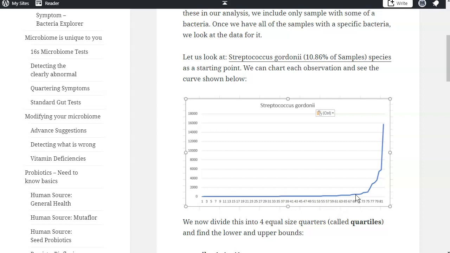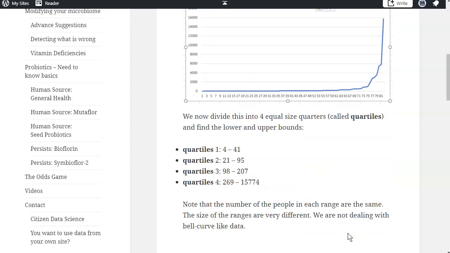And instead of trying to work from the average value, which would be probably somewhere around here, we are going to divide all these numbers into quartiles, into quarters. So 1/4 is here, 1/4 is here, 1/4 is here. And if we do that, we find that the first quartile is values from 4 to 41, second one is 21 to 95, third one is 98 to 207, etc. Now, we notice that the key thing is the number of people in each quartile is the same. In this case, about 20 people.